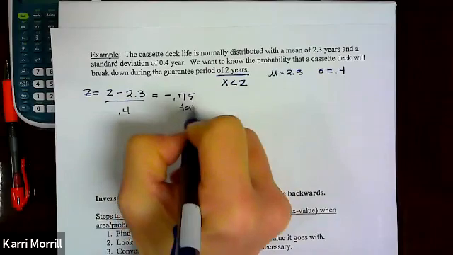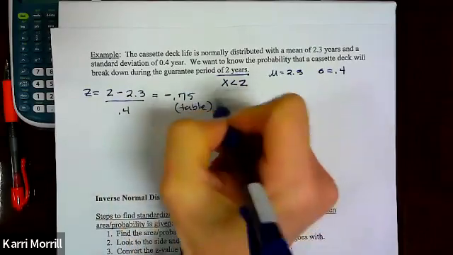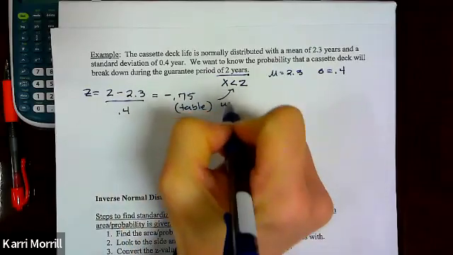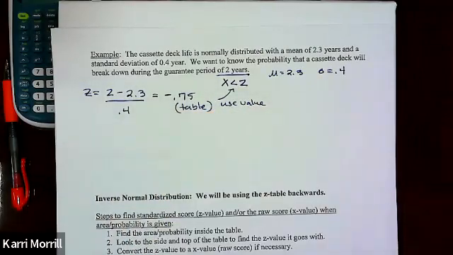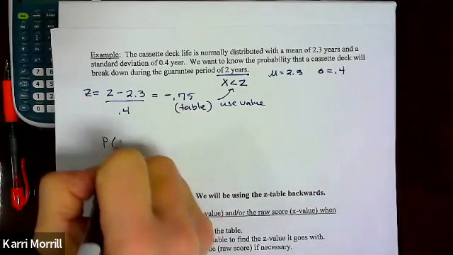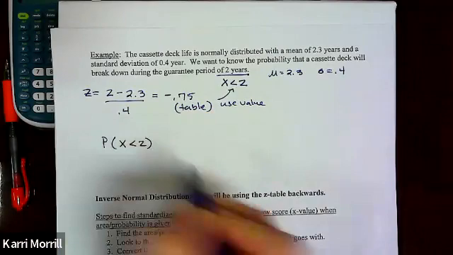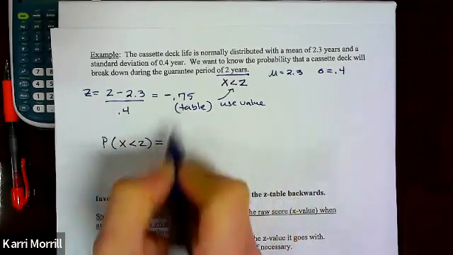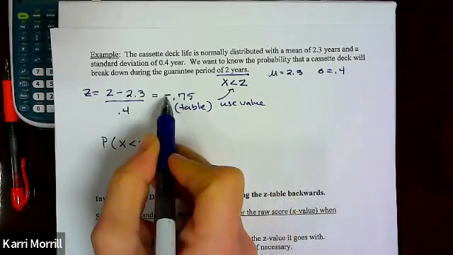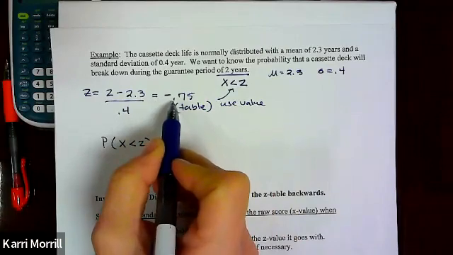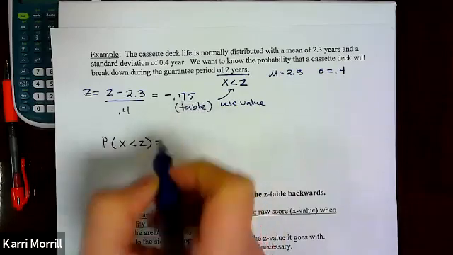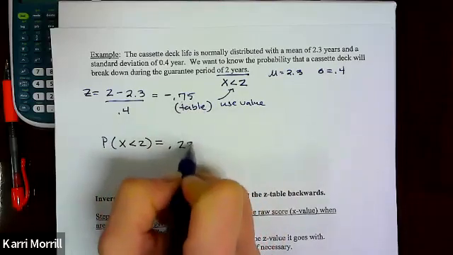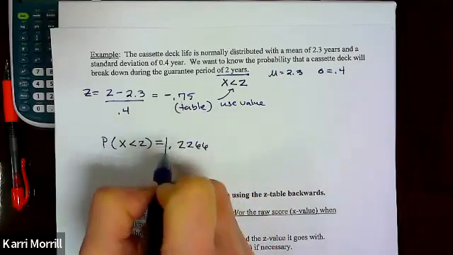We're going to go to our table, and since it's a less than symbol, we get to use that value. We don't have to do anything different because of the less than value. So this is like saying the probability of X being less than 2 years. When you go to your negative Z table, you go to the 0.7s, and then over to 5, and you get a 0.2266 value.